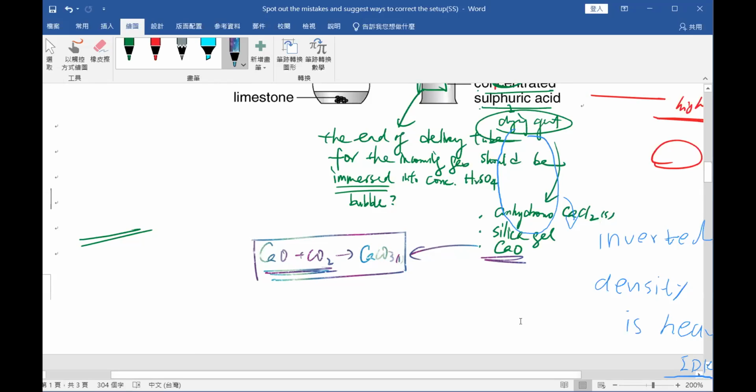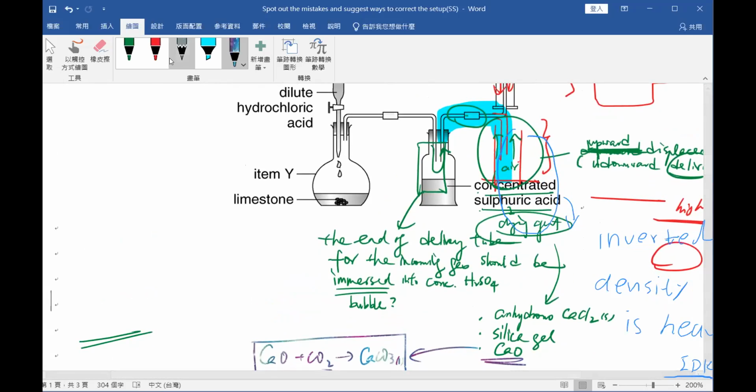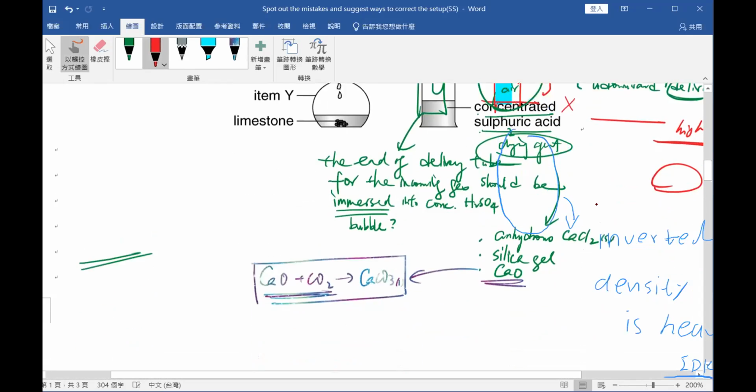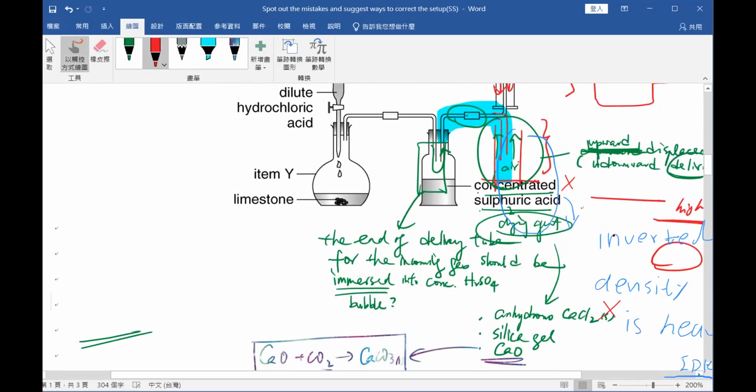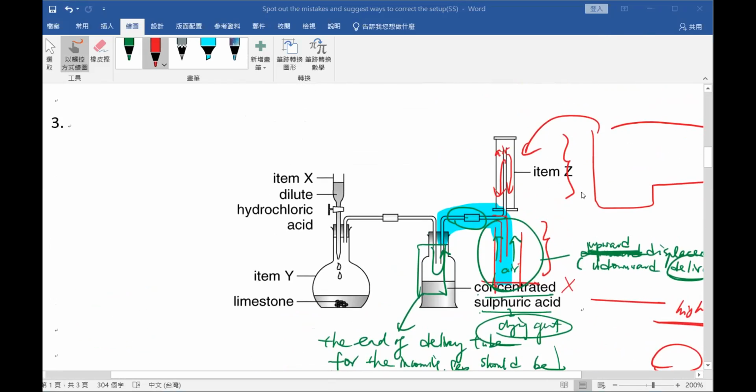For acidic gas, you may use concentrated sulfuric acid, silica gel, anhydrous calcium chloride as a drying agent. But for alkaline gas, one of them cannot be used. Do you know which is? It's just like ammonia gas. If the gas is ammonia, concentrated sulfuric acid is not possible. Also, calcium chloride in anhydrous form is not possible. Do you understand? So you have to be aware of this.